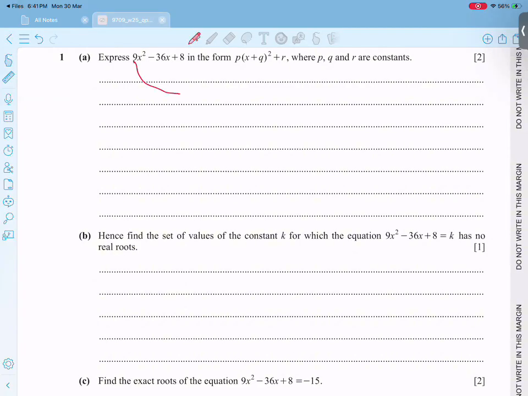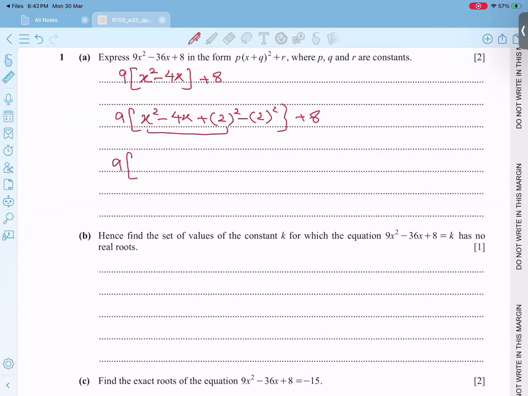You can see 9 is P, this P outside, so 9 common from all three terms, or minimum the first two terms. 9 fours are 36. So copy this, and what do I have? A 4, 2, 2 square, add and subtract. Three terms combined, you know very well. X and negative 2: X comes from here, 2 comes from here, and negative comes from here. Minus 4.